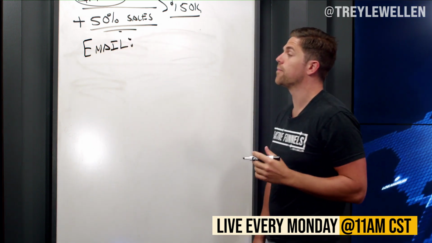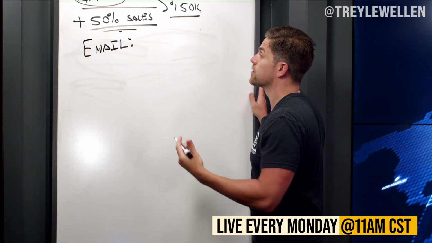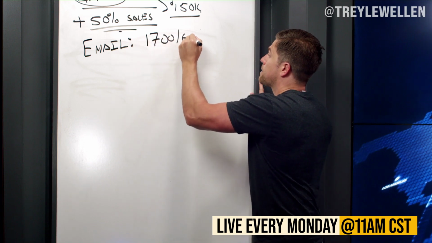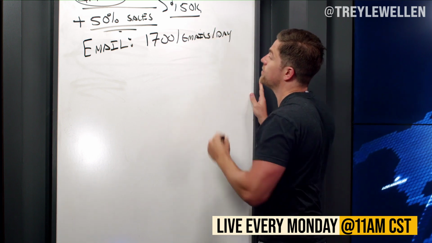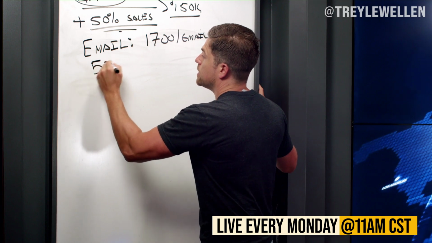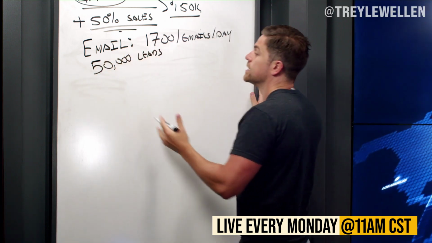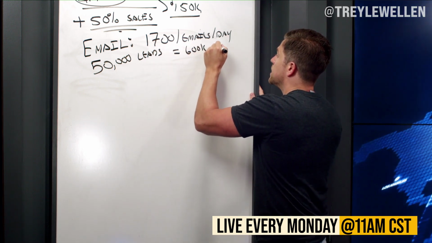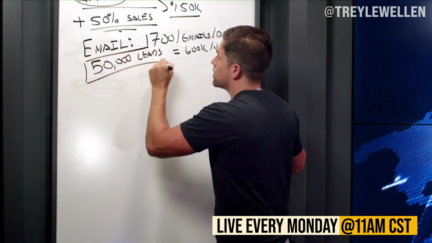A few things with email. Here's the goal. This is what we tell our clients: I want you bringing in 1,700 emails a day. That's the goal. I want you bringing in 1,700 emails a day because what that equates to over a month is 50,000 leads. With 50,000 leads, that'll come out to about 600,000 leads in a year. But I'm just going to show you the power of 50,000 leads.